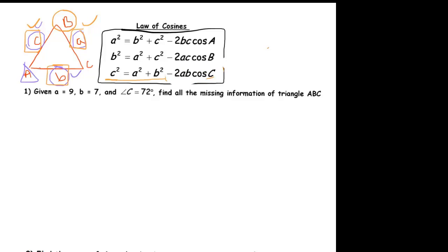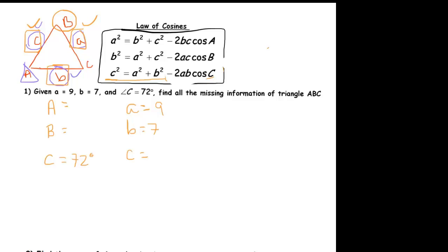Alright, so let's do an example. We're given that side A equals 9, side B is 7, and angle C is 72 degrees. So I'm going to get my setup here. I'm going to call angle C 72 degrees. I'm going to call side A 9 and side B 7.